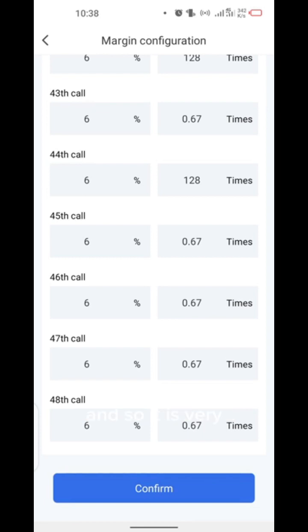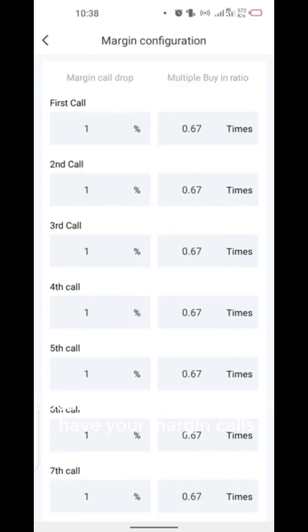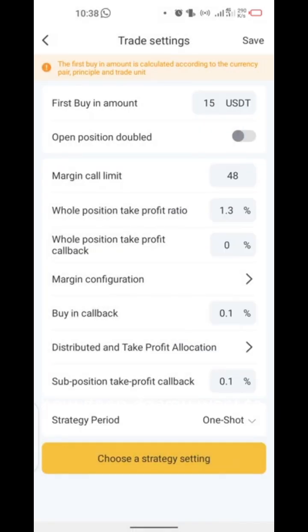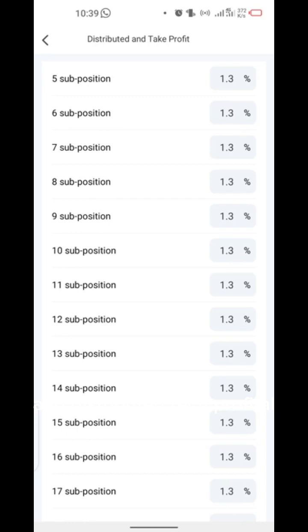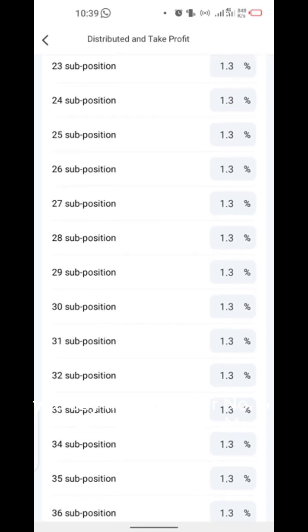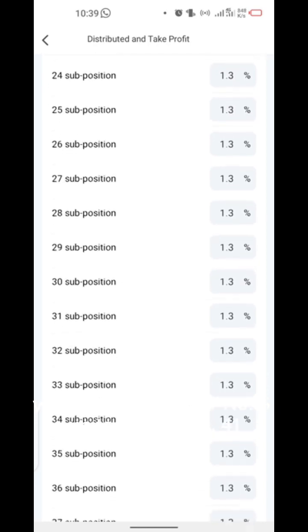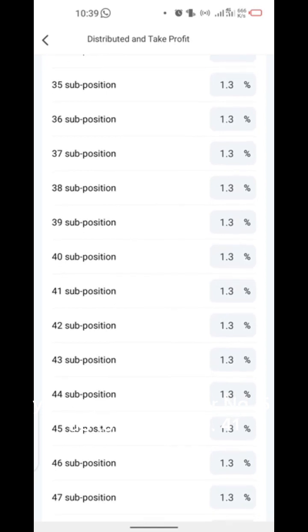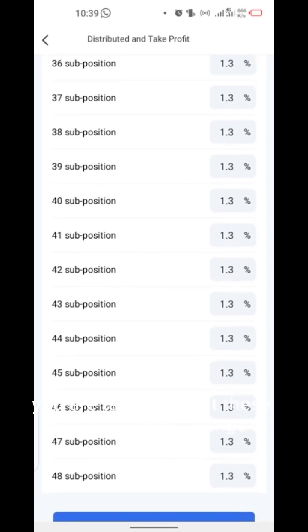And so it is very, very important for you to know how to do this, because as long as you can have your margin calls, how deep do you want to go? This will work for you. Then the buy-in callback, you want your robot to buy very fast, 0.1%. Then you come here in distributed take profit allocation, you say from number 5 up to exactly number 41, you are taking 1%.